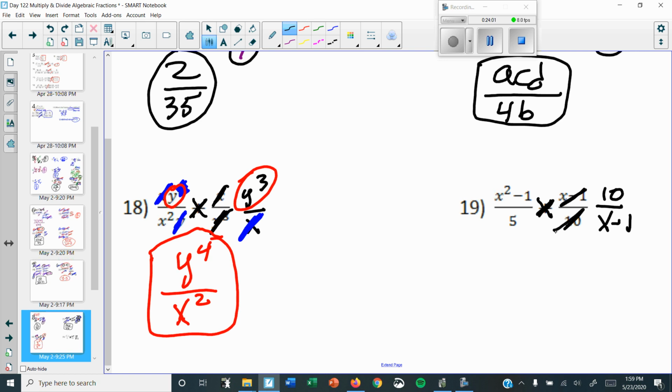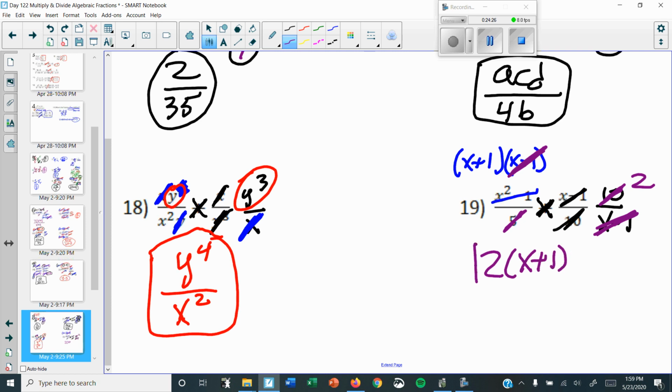Yeah, so that disappears. Okay, now the top left is dots, x, plus, minus, 1, and 1. Okay, here we go. X minus 1, goodbye. 10 and 5, goodbye 5. 10 divided by 5 is 2. There's nothing left on the bottom, so my answer is 2 times x plus 1. Yay.